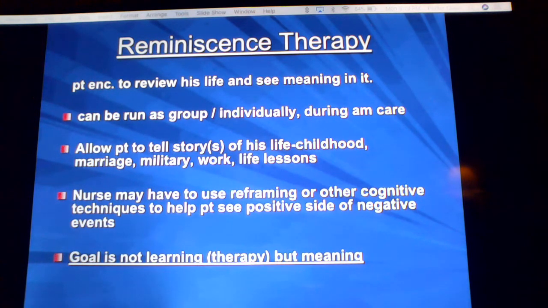Also, what we can do is what's called reminiscence therapy. The patient is encouraged to review his life or her life and see meaning in it. Again, I know when I work with veterans, I'd ask them, you were in the military. Where did you serve? Did you see combat? Okay. It can be run as a group or individually.